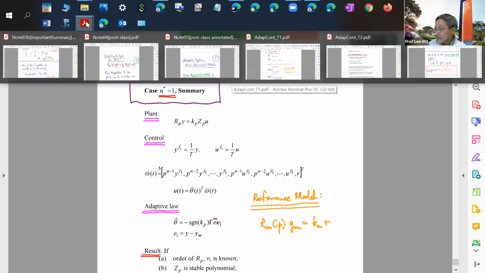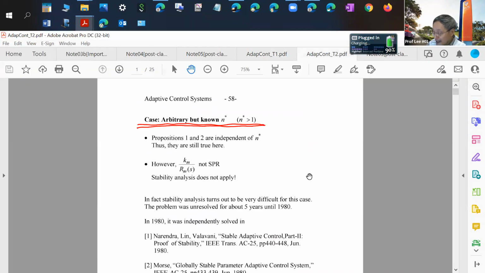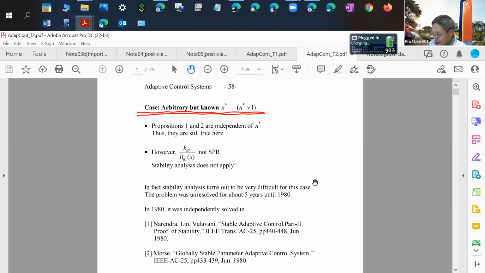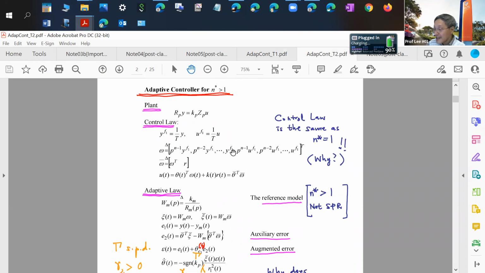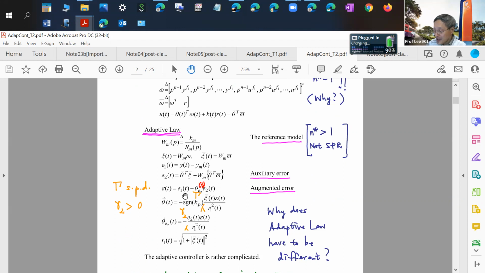As I mentioned, relative degree greater than 1 actually is not a problem. It's just very, very messy. This first part, the control law, is exactly the same. It doesn't depend on relative degree. But now, because you cannot appeal to strict positive realness to set up your adaptive law, you will see that a lot more signal processing is required.